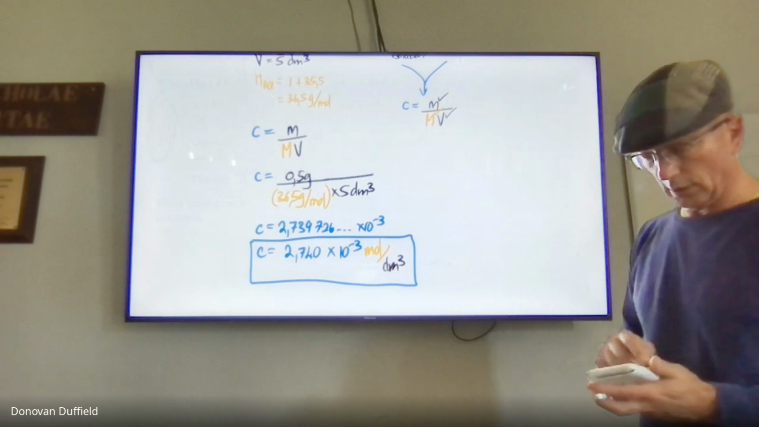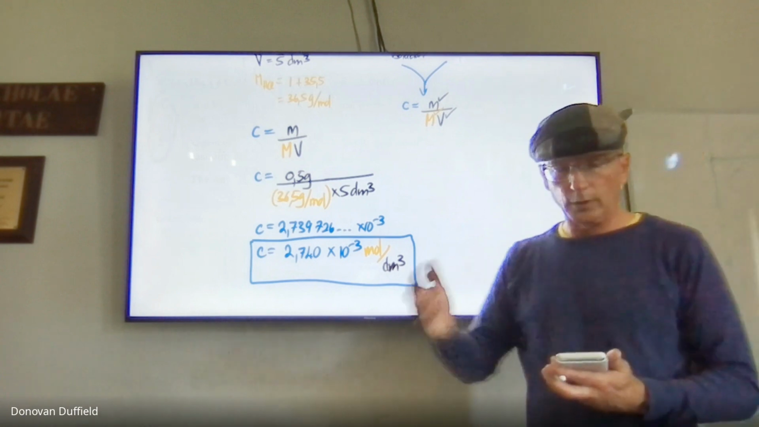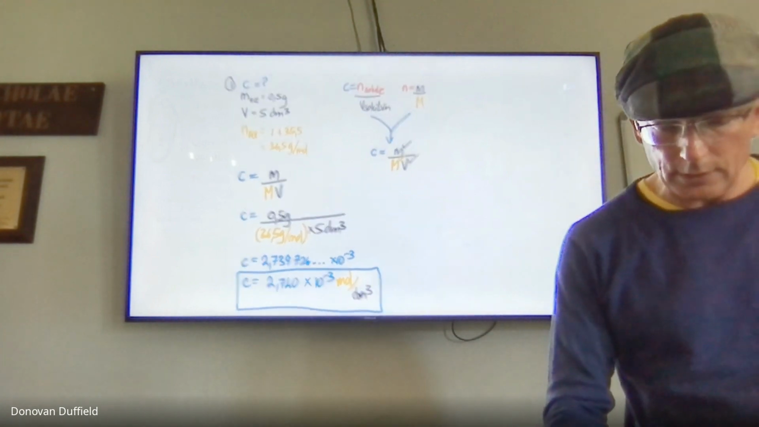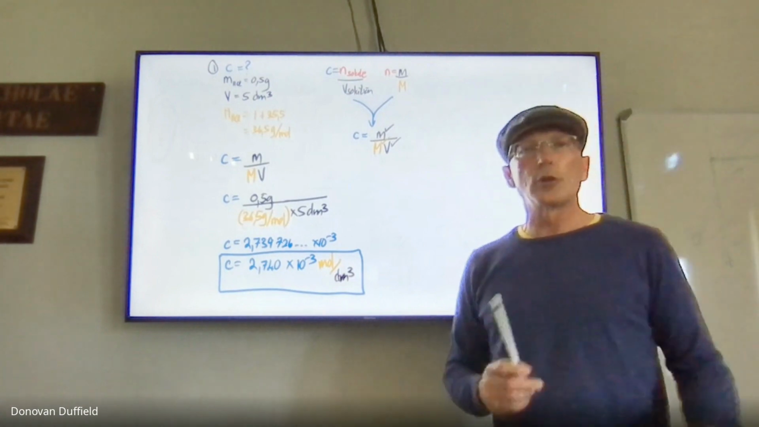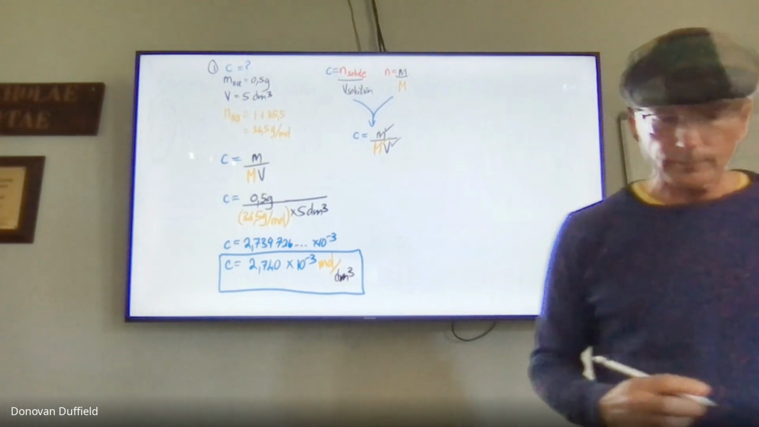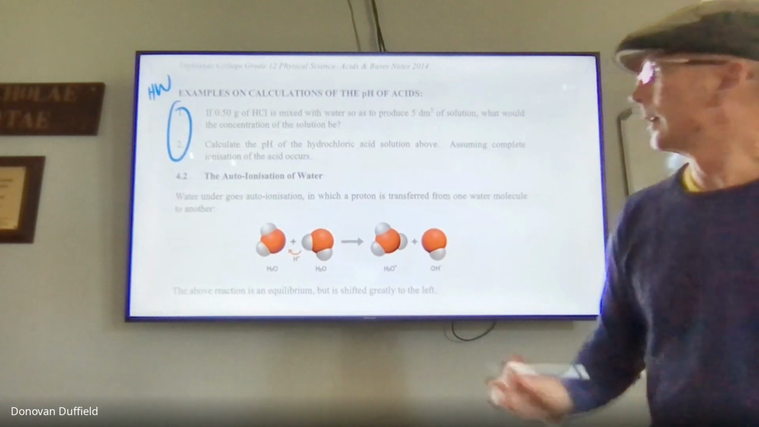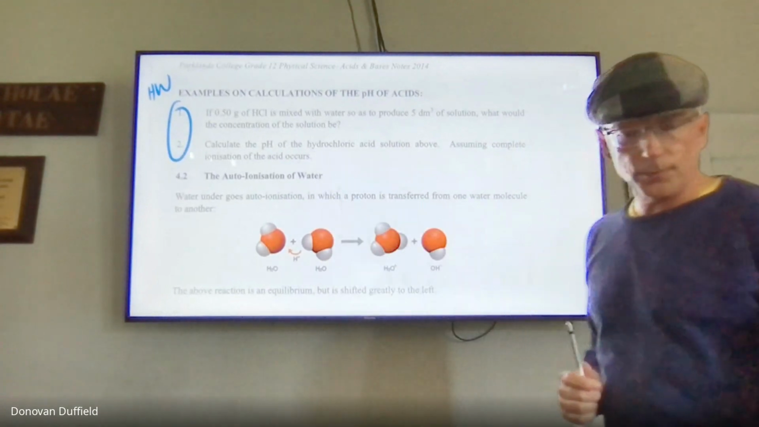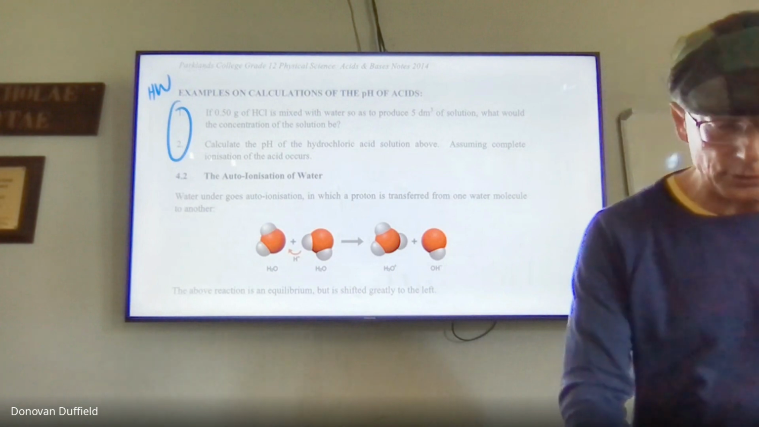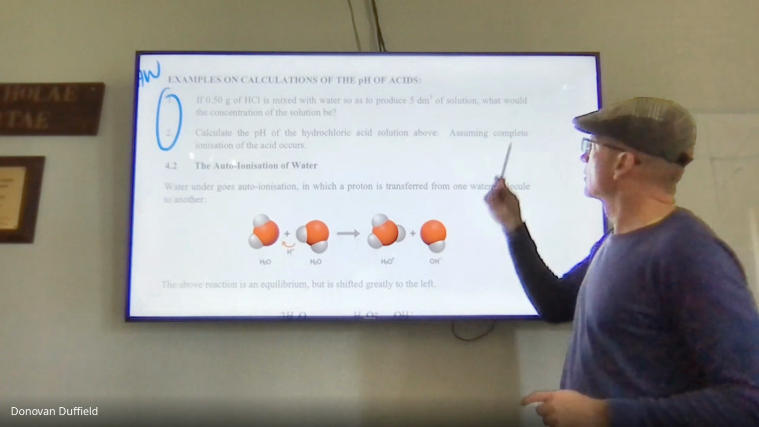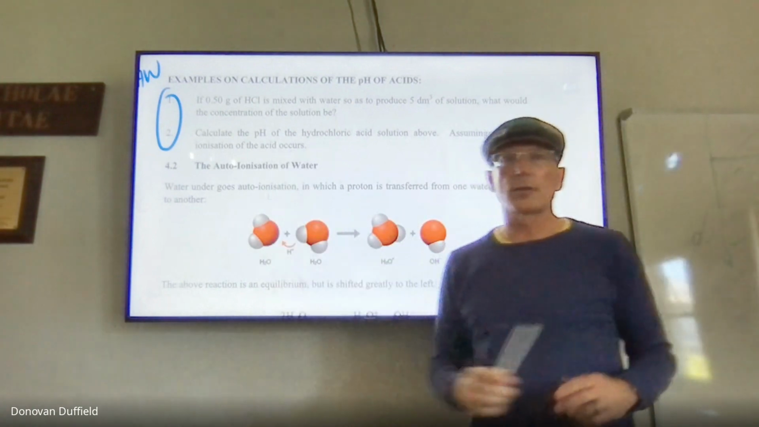It's good to just check it again before you move on to the next step, and that is correct. 2,740 times 10 to the negative 3 mole per cubic decimeter. Now, if we look at the next part of the question, calculate the pH. Calculate the pH of the hydrochloric acid solution above, assuming complete ionization of the acid occurs.